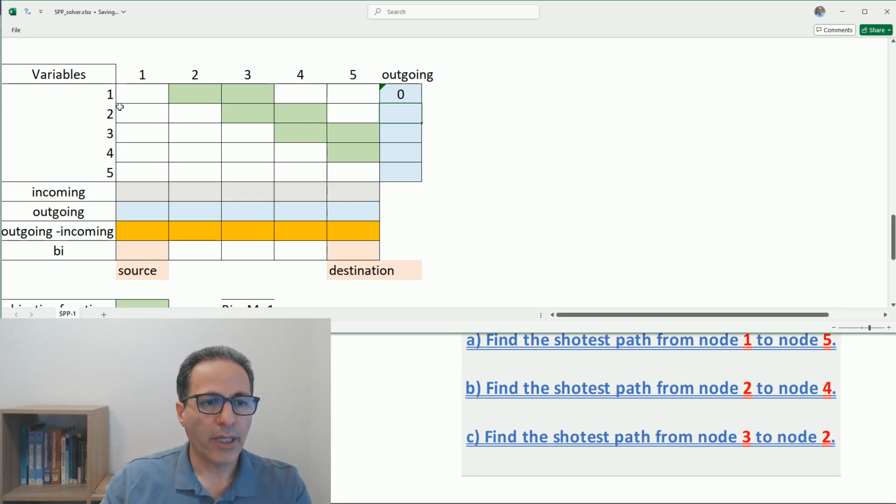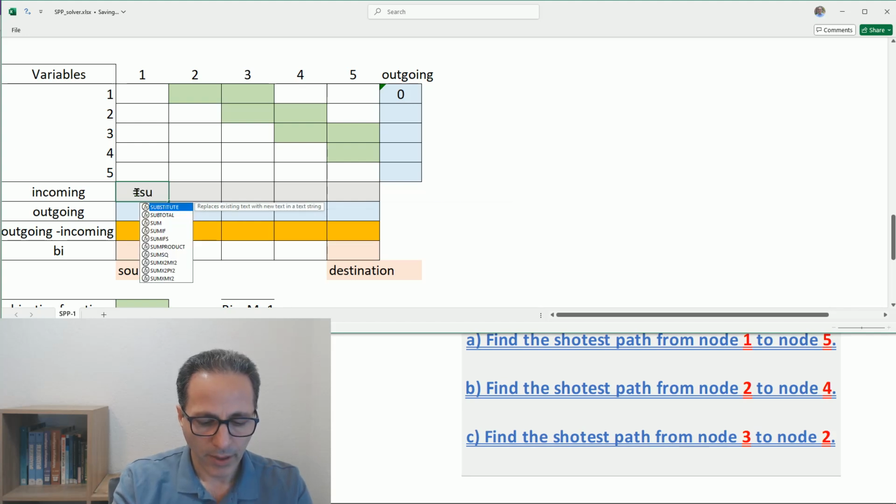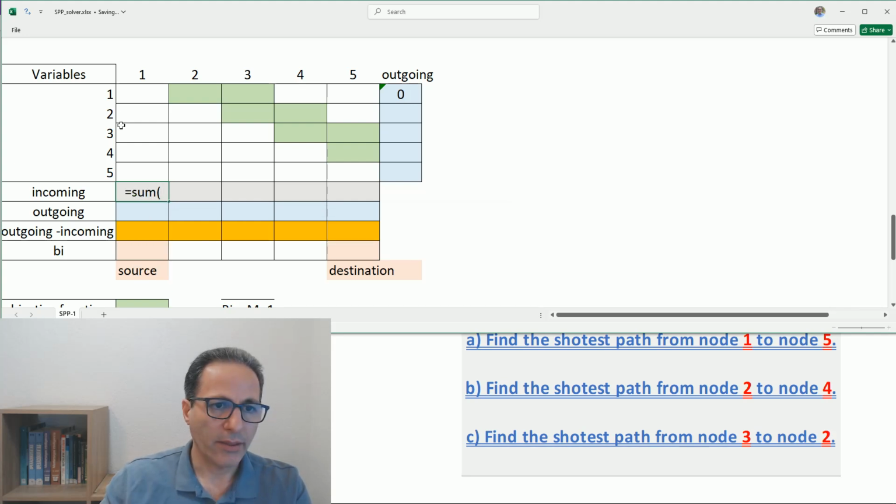How about incoming? Incoming to 1. I can come from 1 to 1, 2 to 1, 3 to 1, 4 to 1, 5 to 1. So the value that I'm writing here, this is incoming, and that was outgoing. So this is incoming to 1. So here we write equal sum of these values.